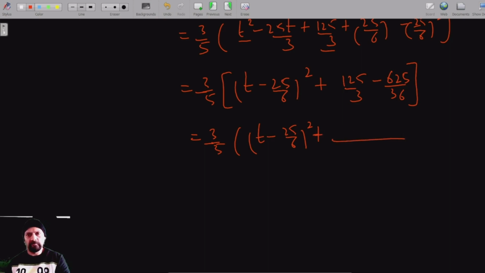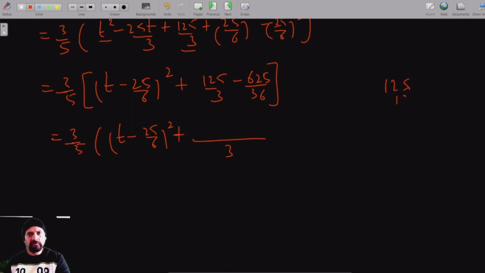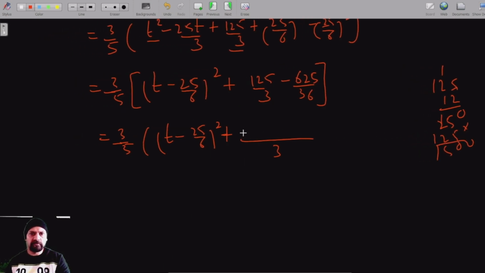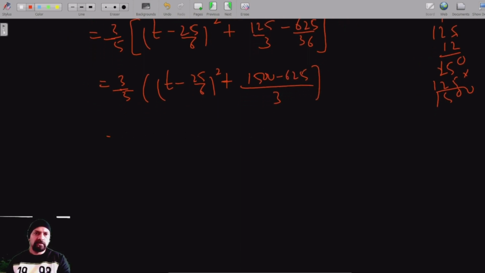The LCM of 3 and 36 is 36. So 125 into 12 is 1500, and we have 1500 minus 625. So this is 3/5 times ((t minus 25/6) the whole square plus (1500 minus 625)/36), and 1500 minus 625 is 875. So this is 875 by 36.